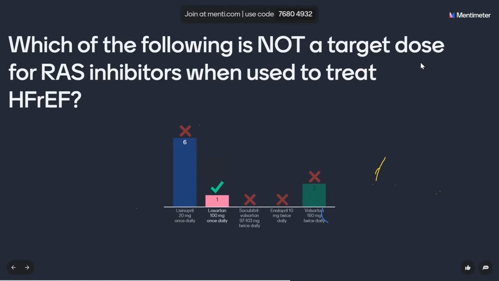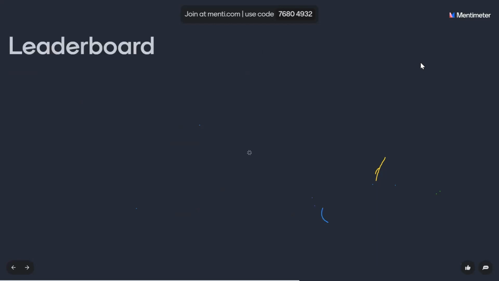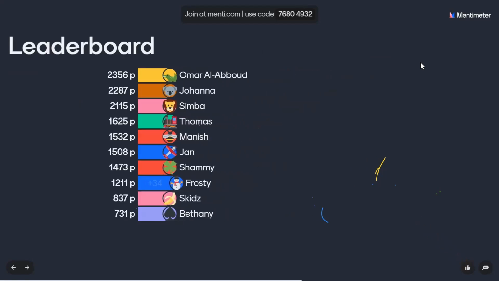All right. So losartan's target dose is 150 milligrams once daily. Sacubitril valsartan, enalapril, valsartan, those are all accurate. Those are what the target doses are. Probably the one you might be more surprised at is that valsartan's 160 twice daily. And then lisinopril can be anywhere from 20 to 40 once daily. So that is actually the target dose. You could finish at 20. Frosty for the win on that one. All right.